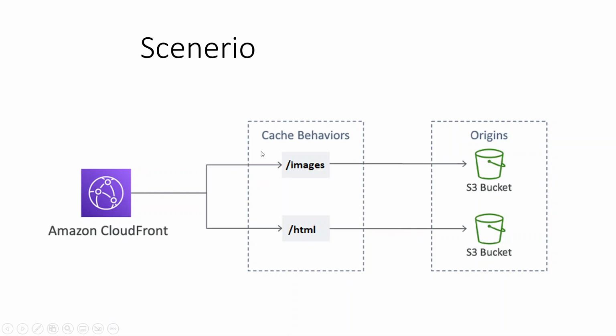So let's say if somebody enters a path like /images/logo.jpg, he will be routed to the origin bucket where the images are being stored. Next, when somebody tries this particular path, /html/index.html or home.htm, then he will be routed to this particular S3 bucket. Let's quickly replicate this scenario.